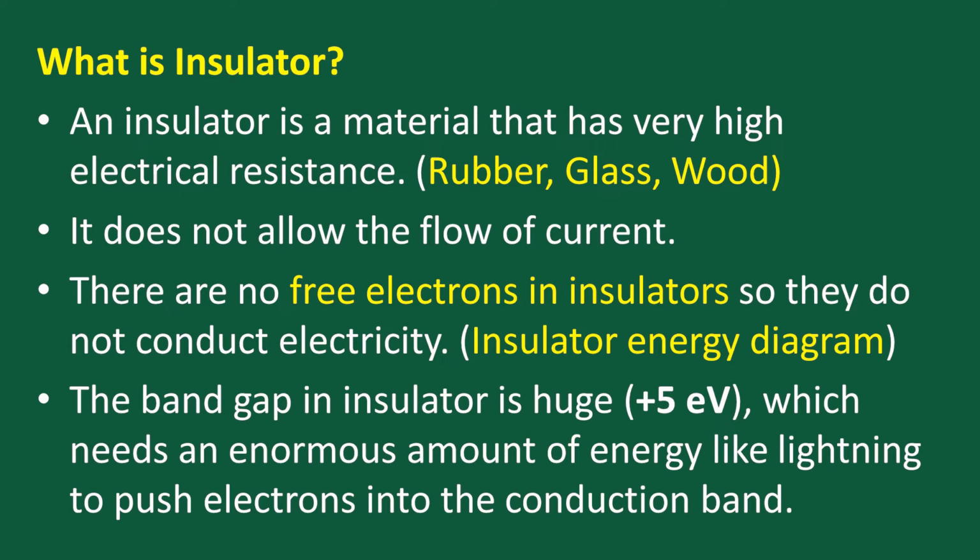What is an insulator? An insulator is a material that has very high electrical resistance. It does not allow the flow of current. There are no free electrons in insulators, so they do not conduct electricity. The band gap in an insulator is huge, 5 electron volts, which needs an enormous amount of energy like lightning to push electrons into the conduction band.